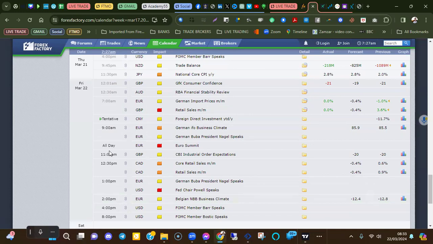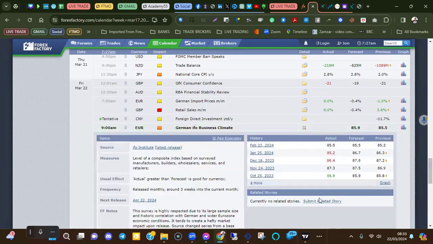But if you notice, we've got red flag news all day, the Euro summit. So therefore, they are reacting on what people say at the Euro summit. So we've got that scenario again. But we've got this orange flag news, German Ifo business climate. So let's just check that and see what that says.